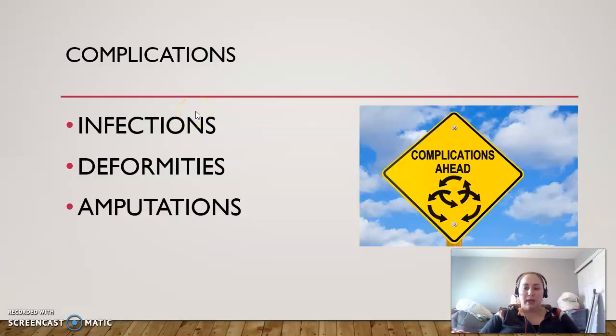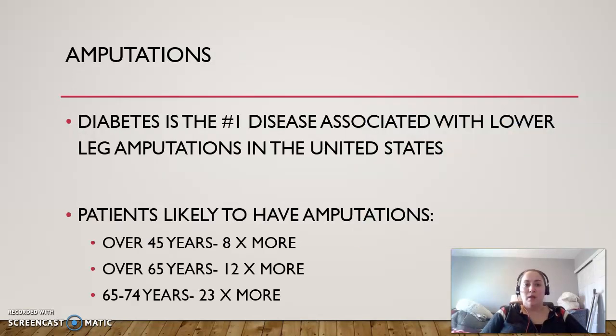So what are some complications of these diabetic foot ulcers? Infections, deformities, meaning that the shape of your foot can change, and amputation, having to remove part of your toe, your foot, or even your leg. So diabetes is the number one disease that is associated with lower leg amputations in the United States.